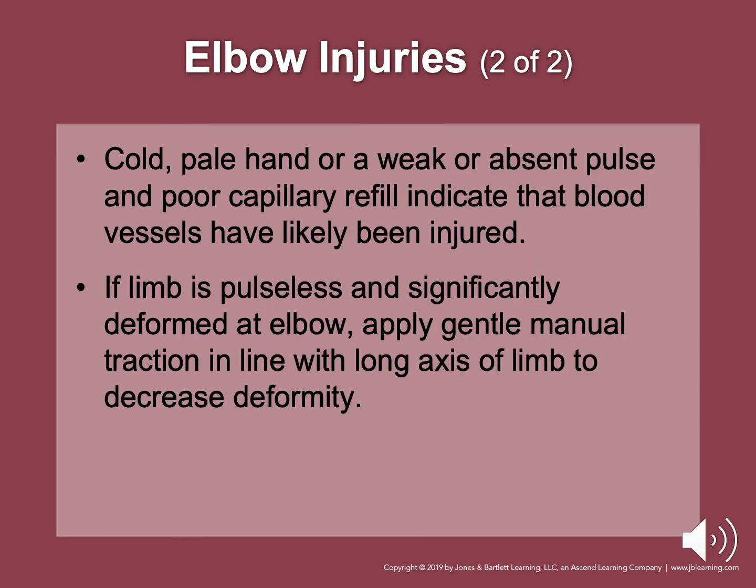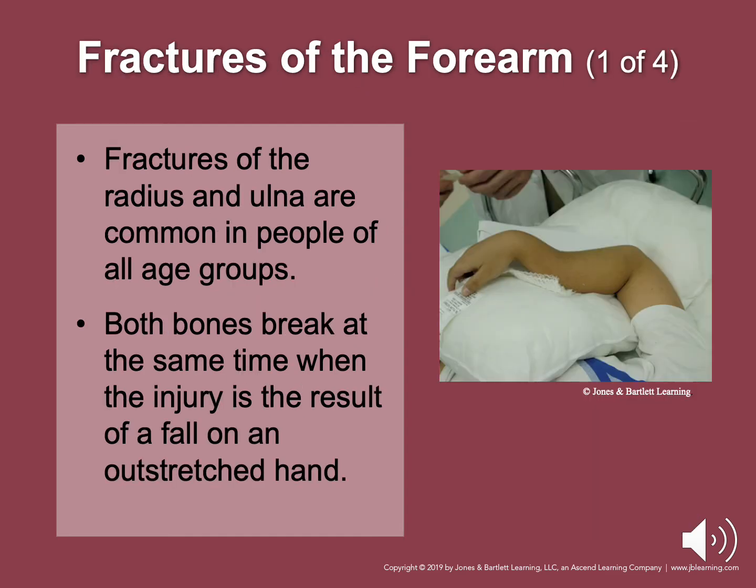Fractures of the forearm. Fractures of the shaft of the radius and the ulna are common in people of all age groups but are seen most often in children and older people. Both bones break at the same time when the injury is the result of a fall or of an outstretched hand. An isolated fracture of the shaft of the ulna may occur as the result of a direct blow to it. So you have the nightstick fracture.